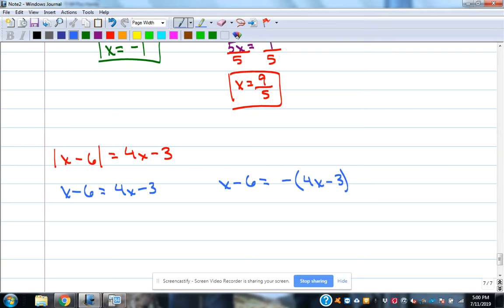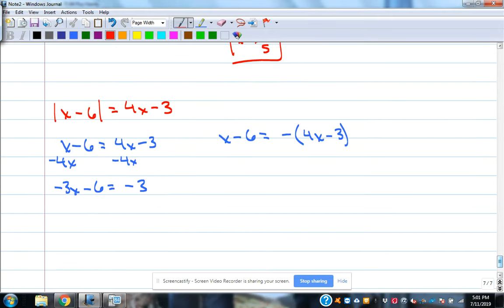Okay, so let's just solve these. It's not incredibly bad here. So minus 4x. That's negative 3x minus 6. And then negative 3. And we may end up with the same answer twice, and that's okay if we do. That just means we didn't find a new one. We found the same old one.